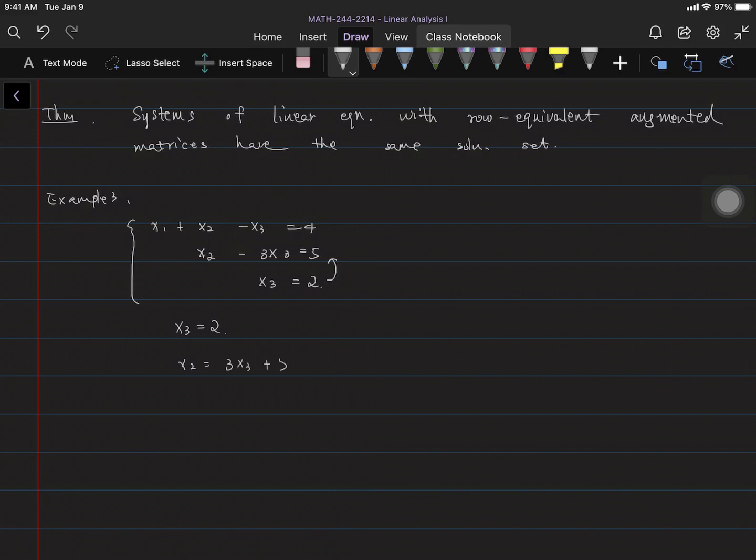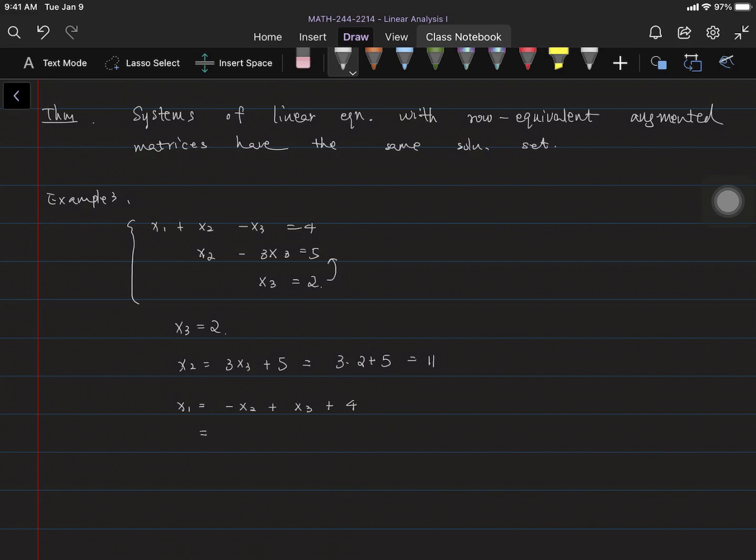3x3 plus 5, and plug in x3. So 3 times 2 add 5 should be 11, right? So right now we have x2, x3, and then we plug x2, x3 into the first equation. And the first equation, let's see, x1 equals what? Solve from the first equation for x1. So x1 equals negative x2 plus x3 add 4, right?